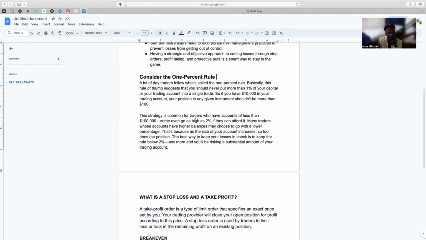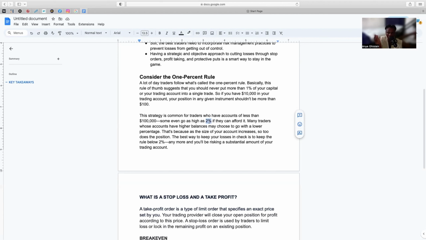This strategy is common for traders who have accounts less than 100,000. Some even go as high as 2%. If you're going above 1%, your maximum should be 2%. But I'll tell you something now, okay? Me personally, I do not use 2%. I risk 1% on every trade I take. You guys know me very well for this one. I use 1% every single trade that I take. But I'm telling you that you can use 2% max if you can afford it.